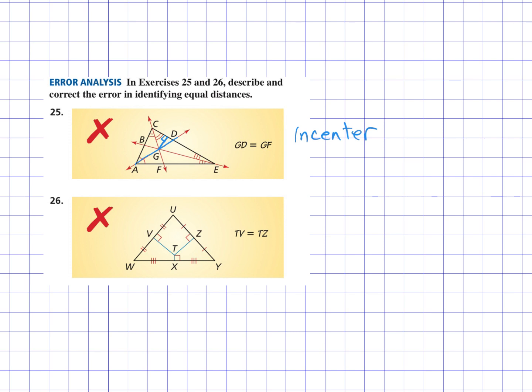Number 26. Here we have perpendicular bisectors. So this is a circumcenter, and circumcenters are equidistant to the corners of the triangle. So all those blue lines are the same. So it says TV is equal to TZ. Okay, so what they've done here is they've switched the meaning of both incenter and circumcenter. So that's what you need to explain.